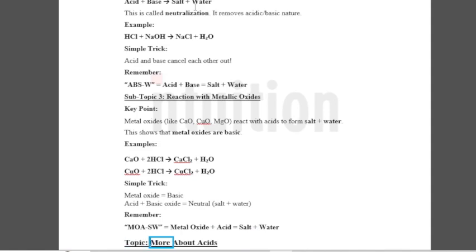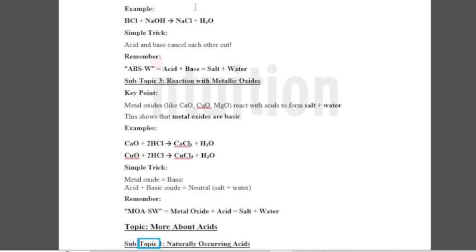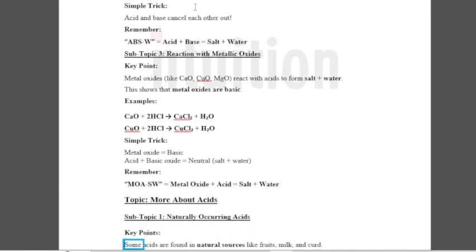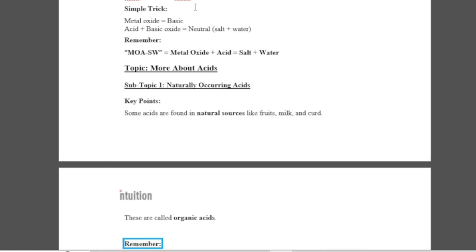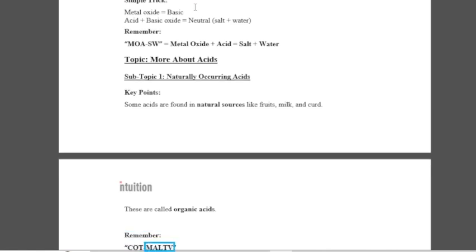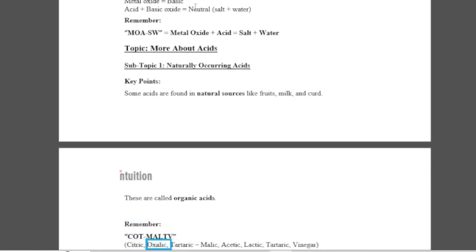Topic: more about acids. Subtopic 1: Naturally occurring acids. Key points: some acids are found in natural sources like fruits, milk, and curd. These are called organic acids. Remember: citric, oxalic, tartaric, malic, acetic, lactic, vinegar.